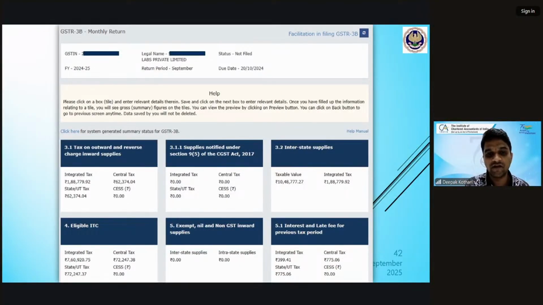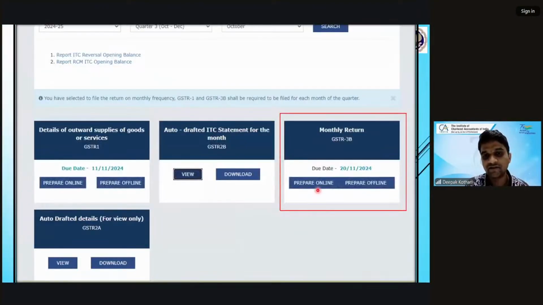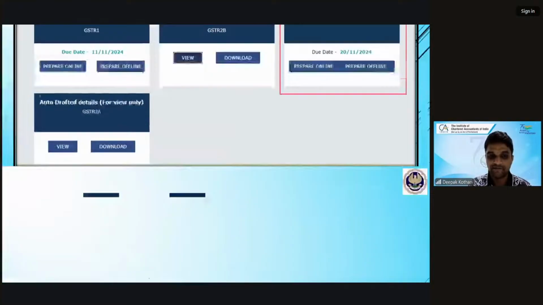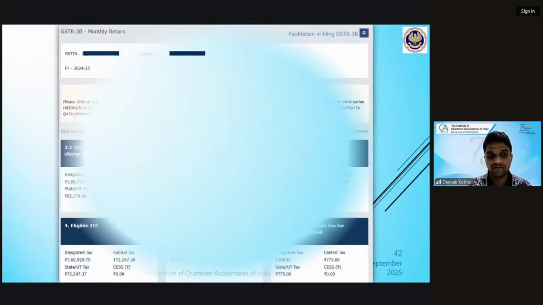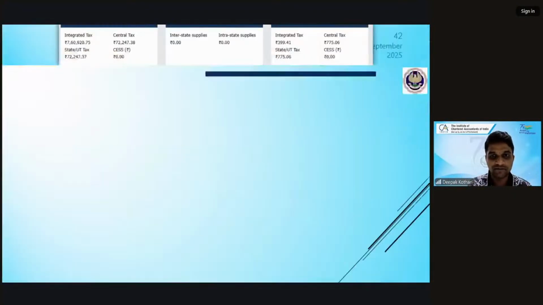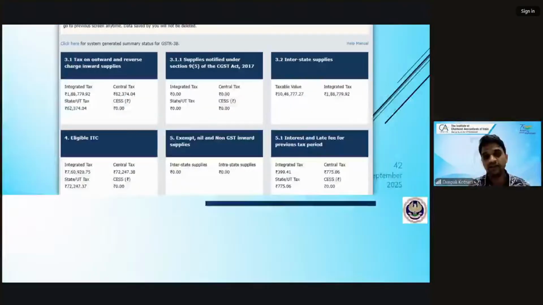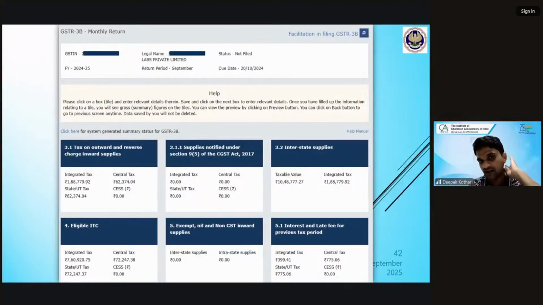Where is the option of filing offline utility? Just now I had shown, right? Before getting into it, here you have it. When you click on the respective month, then you have two options, prepare online or prepare offline. This is the option to prepare the data offline. Okay. So once you click on prepare online, these tabs will appear and you have to select your respective period. So that is how the GSTR 3B gets finished. Once you enter all this, that will get finished.